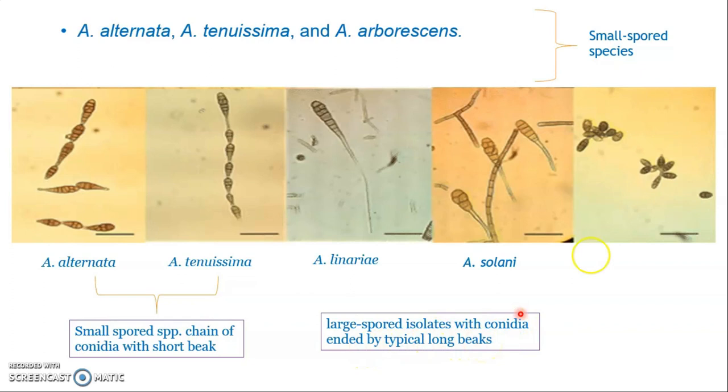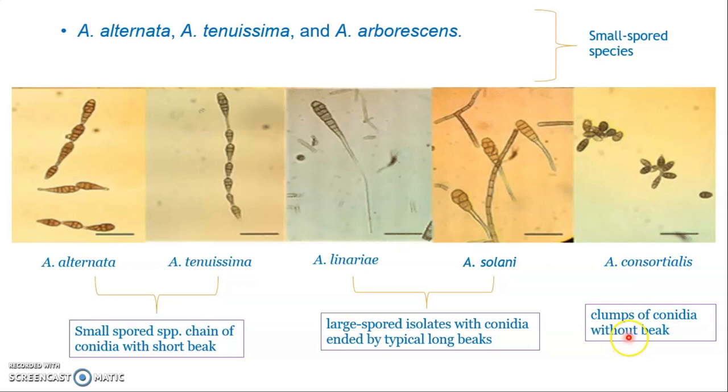They are in the form of clusters, in the form of clumps, like this species, Alternaria consortialis. It is a column of conidia without beak. This is just a group of conidia without beak. So you can see morphologically how the Alternaria species are different from each other.